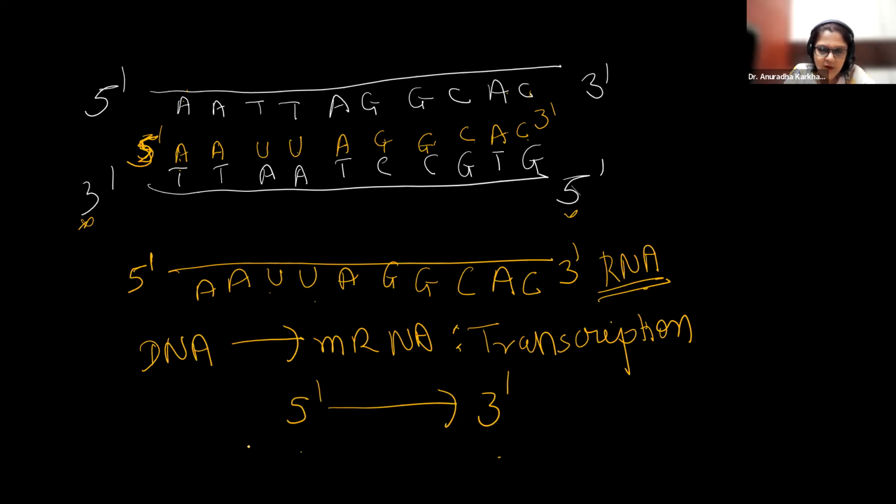Okay, got it? So this yellow one is going to be your mRNA and this process is called transcription. This strand, this one, will be called your template strand. That is why the complementary pair of the template is coming. If the template has T then complementary A came, if the template has A then complementary U came, if the template has G then complementary C came.